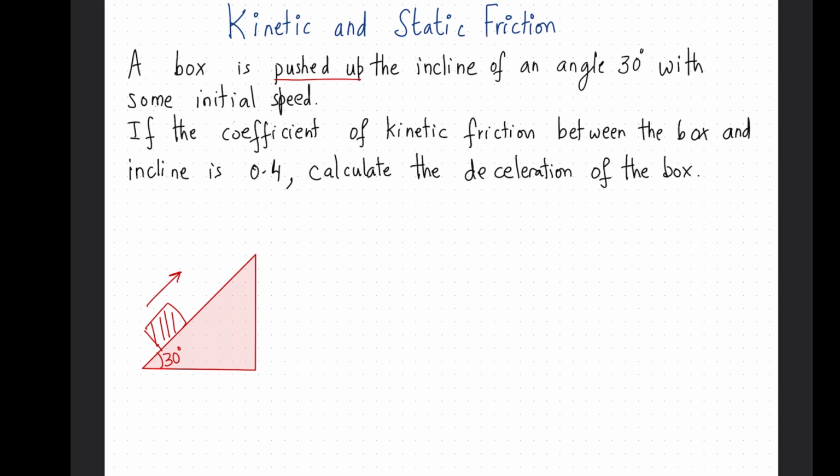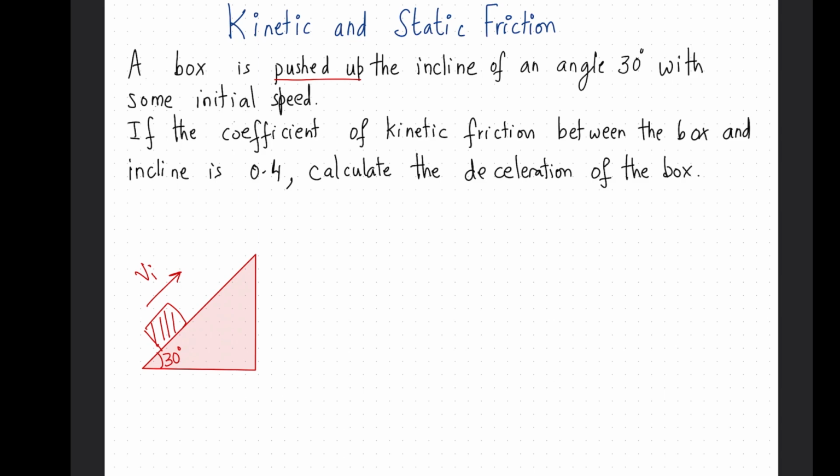And it is asking you to calculate the deceleration. So it is pushed up with some initial speed. We don't know what that initial speed is, we'll just write it as VI. So it's just being pushed up and left, and we know that eventually it will come to rest. That means it is going to decelerate along the plane.